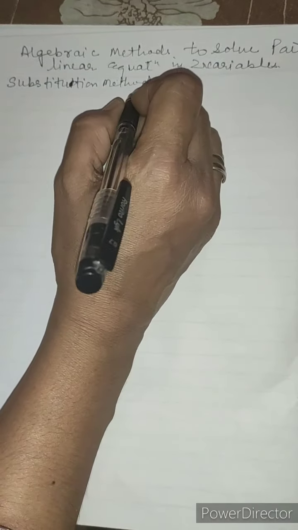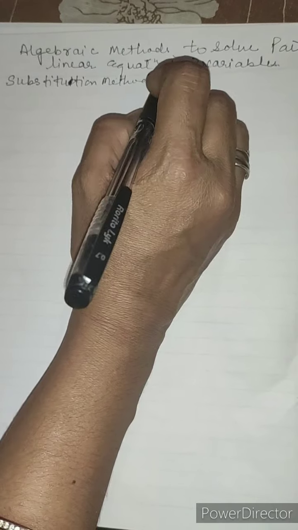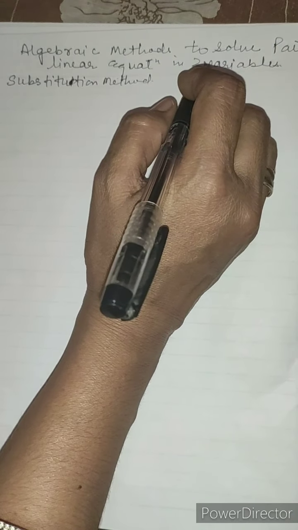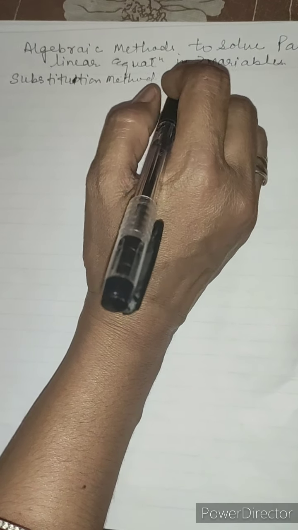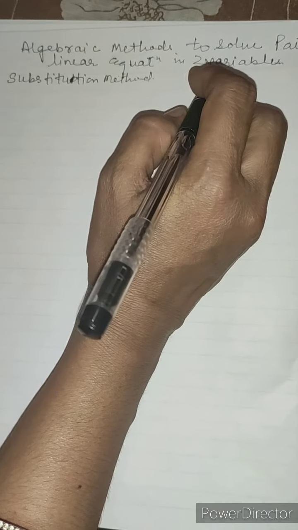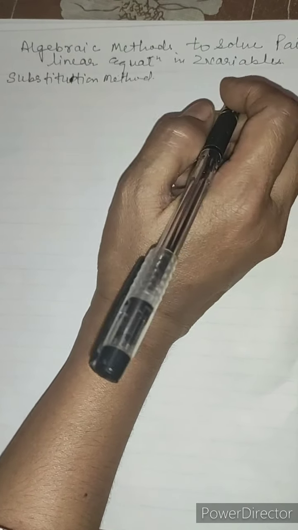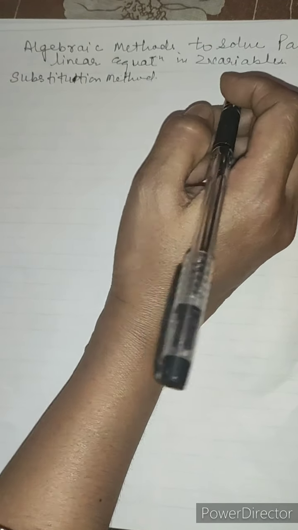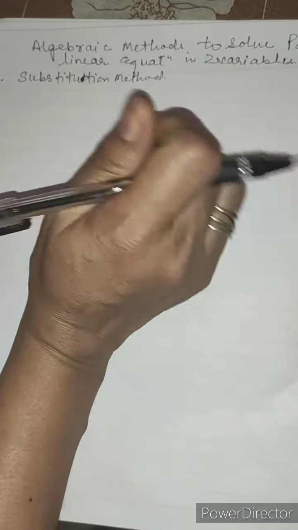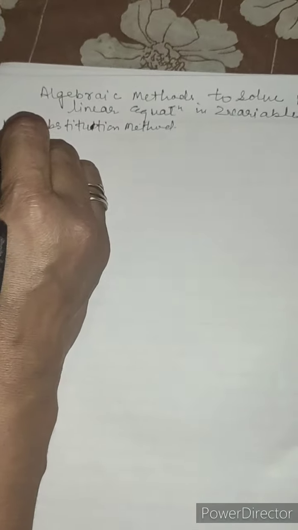Children, in this method, the value of one variable can be found out in terms of the other variable from one of the given equations, and this value is substituted in the other equation. Then we get the equation in one variable, that is solved. So I will use this method in solving my example, but let's discuss the second method.